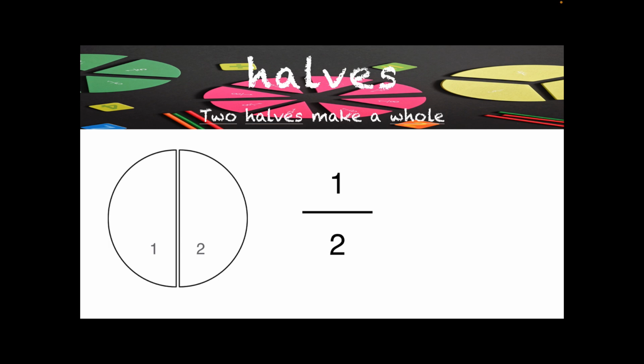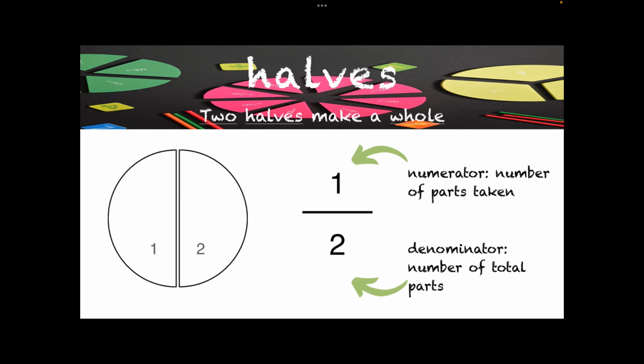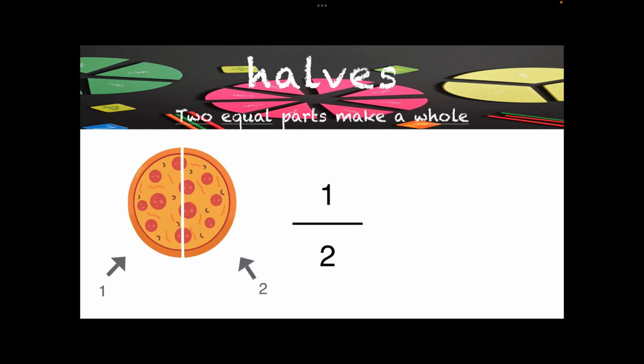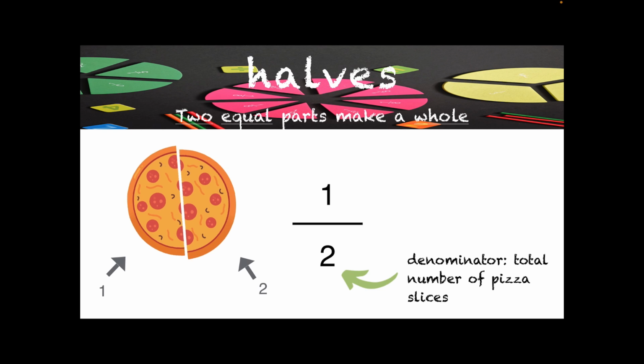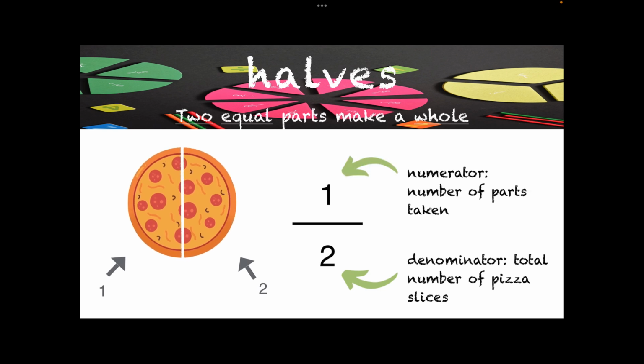Now remember, in a fraction, the denominator tells us the number of total parts of the whole, and the numerator tells us the number of parts taken from the whole. Like in this example. One more time. The denominator shows us the total number of pizza slices, and the numerator tells us the number of parts taken.